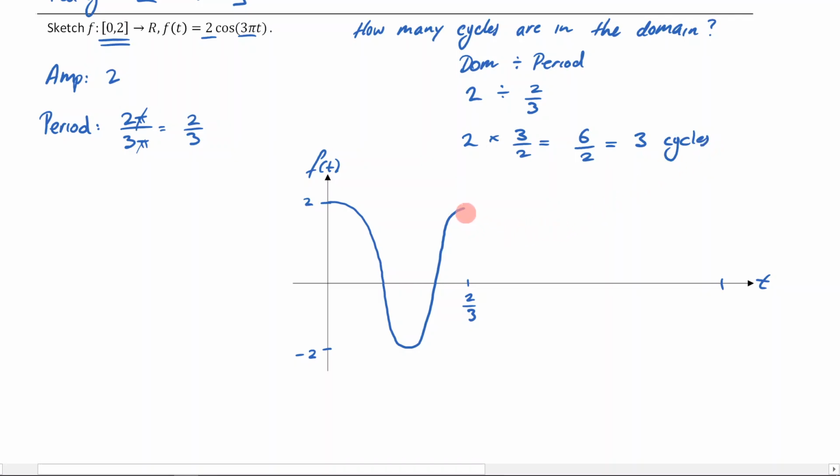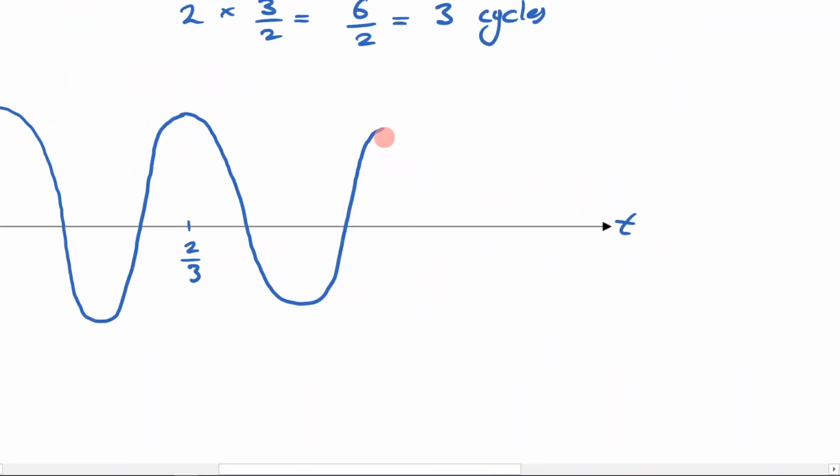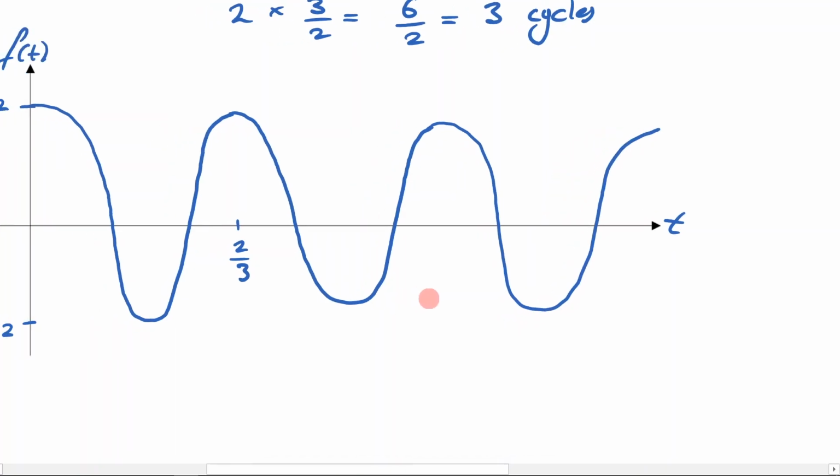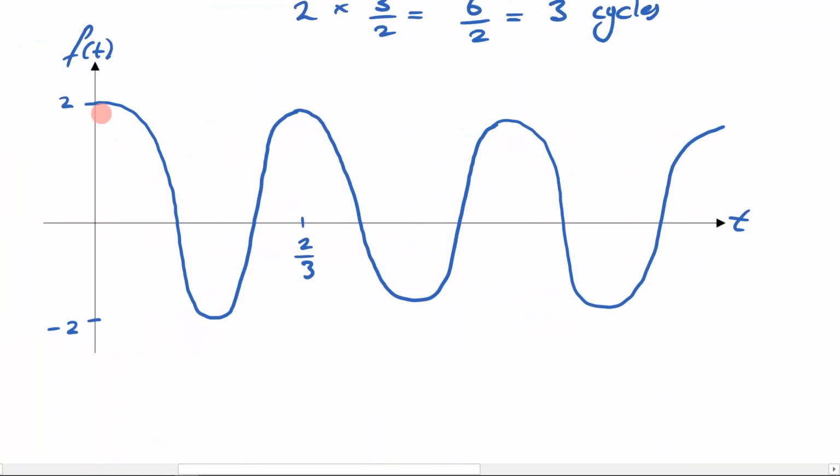So that means I'm going to draw another one, and then another one again. Wow, that is pretty bad. Let me see if I can draw this a bit better. Perfect. So as you can see here, I have 1, 2, 3 cycles.